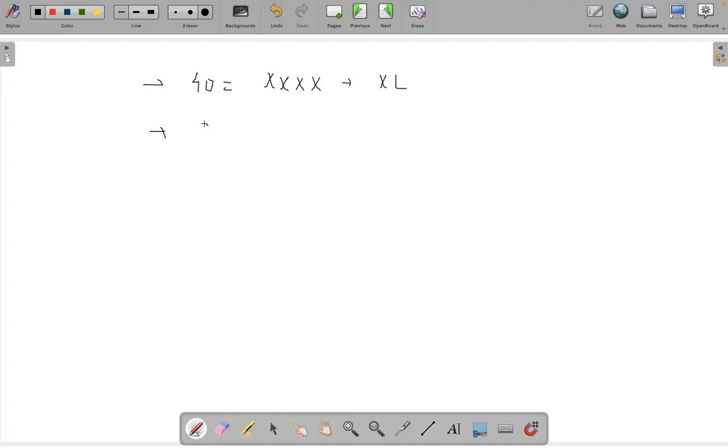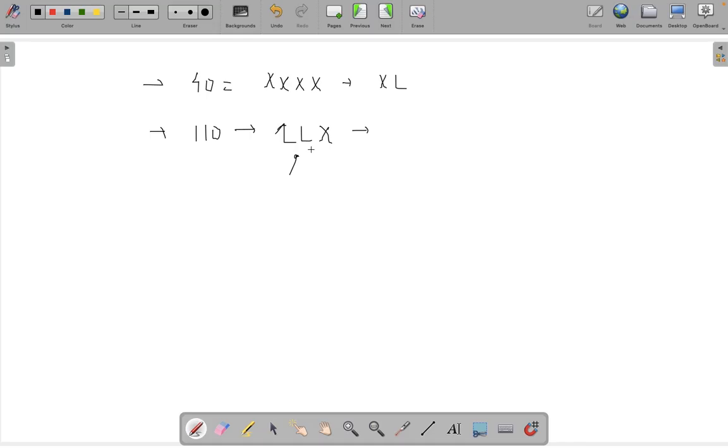Then 110. Can I use double L, X to write 110? No, sir. Why is this not the answer? Sir, because L cannot be repeated, the second rule. Yeah, very good. So you cannot repeat L.